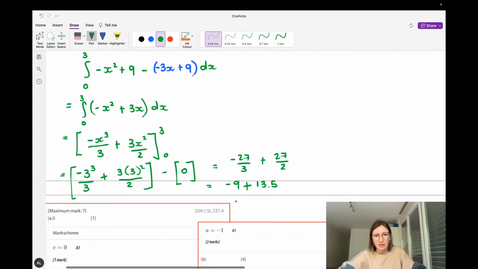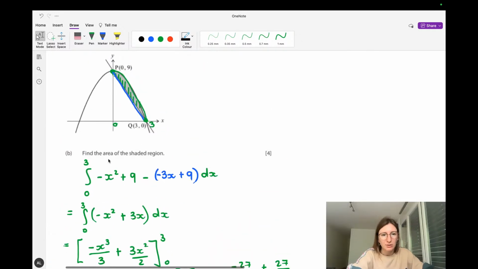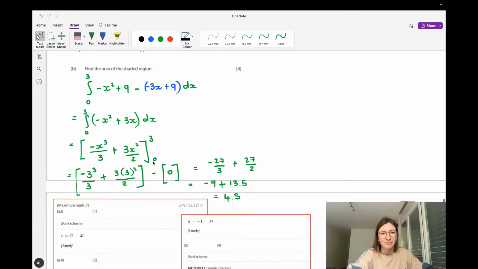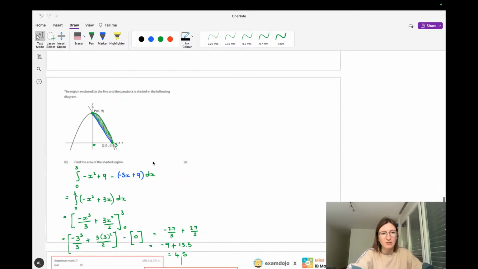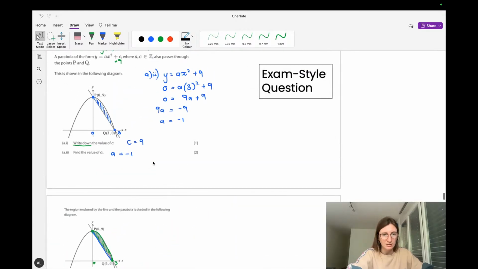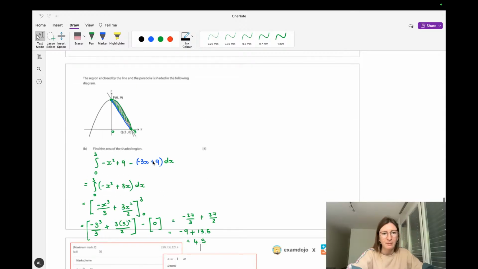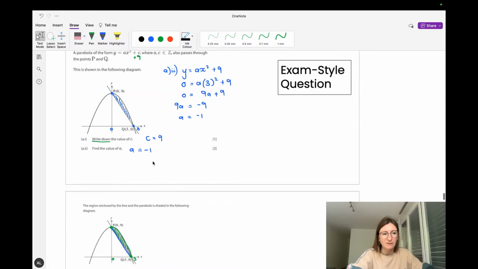Learn from my mistakes. So minus 9 plus 13.5 gives us 4.5. And there we go. How we finish the question, always check, find the area of the shaded region. Indeed, it is 4.5. So there we have an example of how some questions could ask. And see, it wasn't that scary, actually, in the end. It was not too bad. That was for a lovely 7 marks.